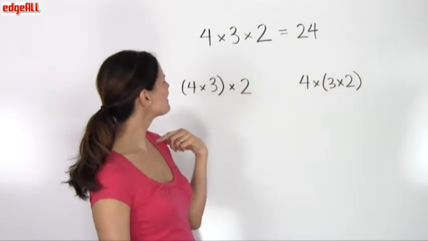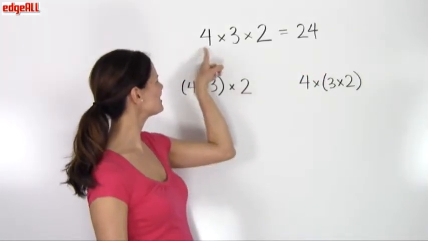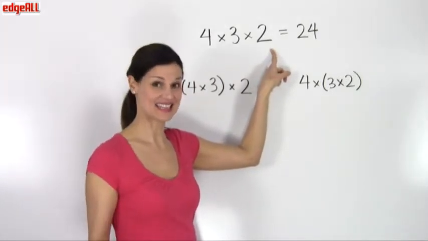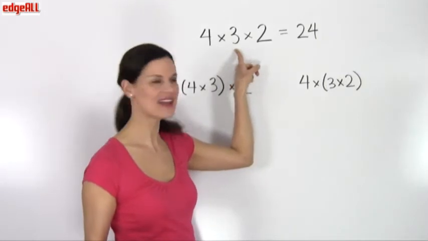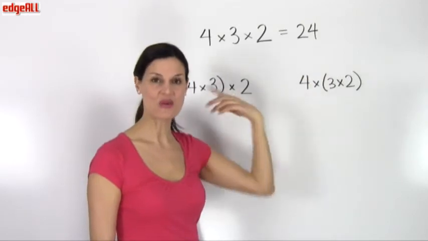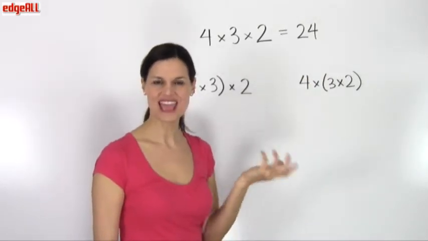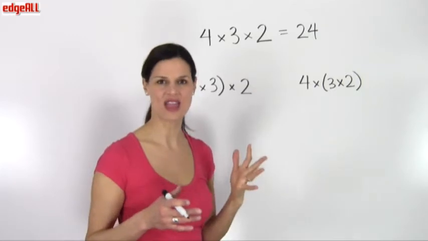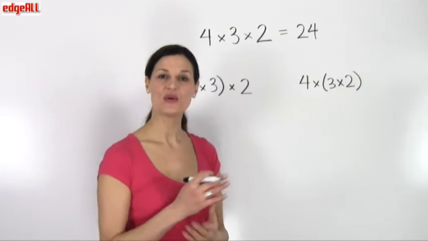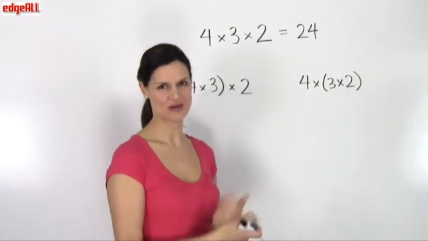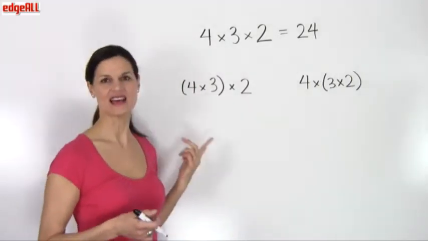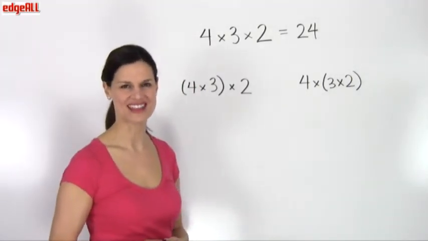It also tells me that I could do 4 times 2 first. 4 times 2 equals 8, and then times 3. 8 times 3 also equals 24. So it doesn't matter which order we do the multiplication in. If our problem involves only multiplication, the product, or the answer, will be the same no matter what order we multiply in. There is another way of looking at the associative property of multiplication.